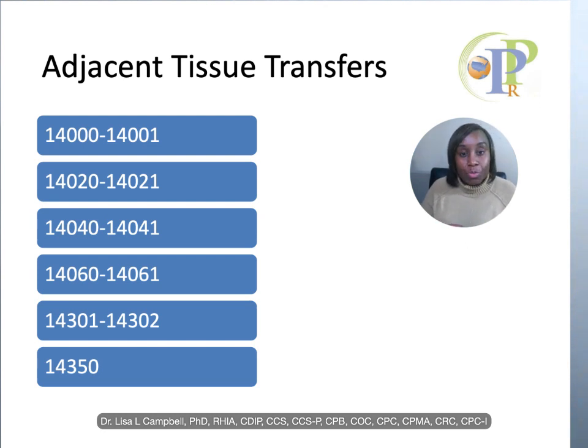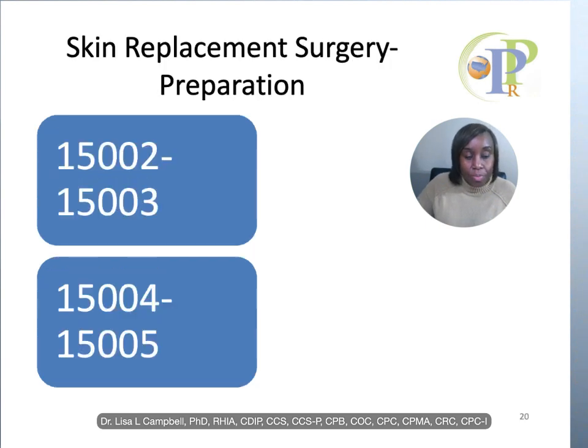All right, so on page 106, you will see the different adjacent tissue transfer codes. You will notice that these codes are divided based on anatomic site. Also, look at the measurements here. They're square centimeters instead of centimeters, okay? Take some time to review what you have here. I'm gonna keep moving. All right, so next up, we have our skin replacement surgery.